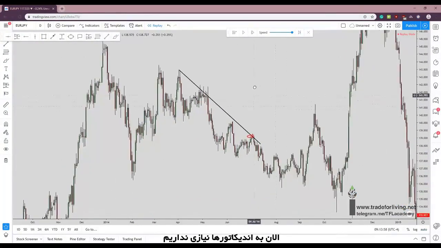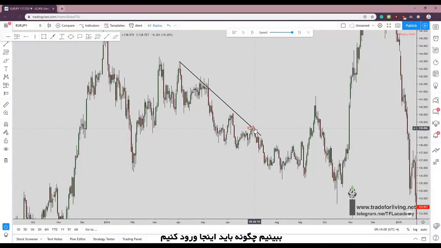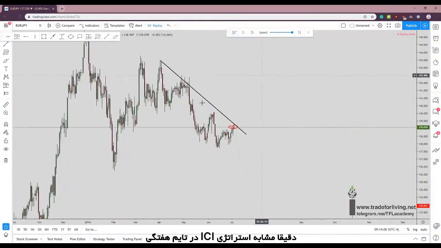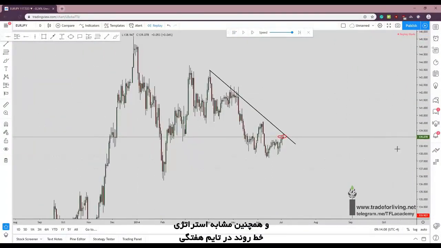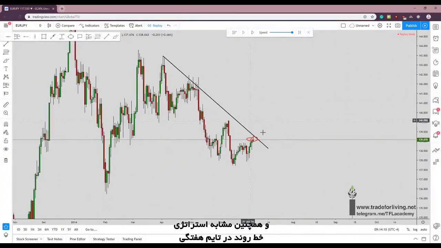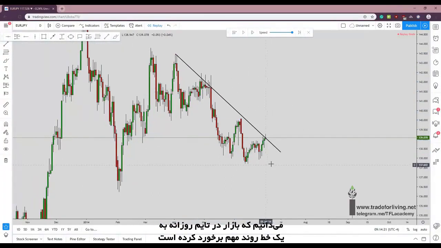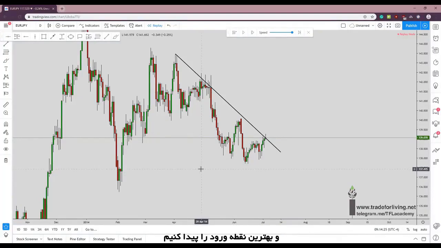So basically, let's see how we're supposed to take our entry here in the exact same way as for the weekly ICI strategy. We know that the market, in the same way as the trend line strategy on the weekly time frame, has just hit an important trend line from the daily time frame. So what we're supposed to do is drop on the 4 hour time frame and perfect our entry.